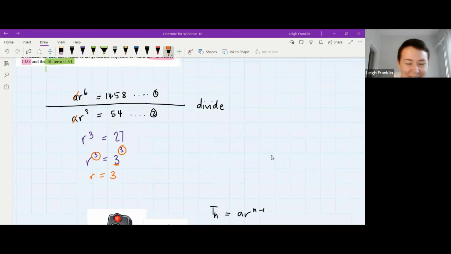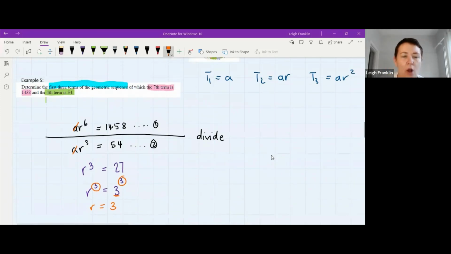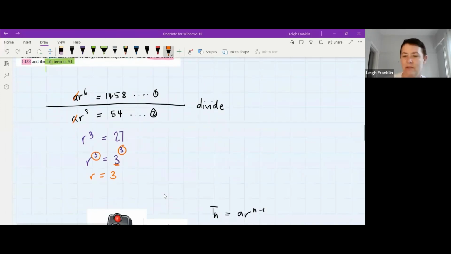Okay, that's fine. All right, so now remember, we've got to go back and answer the question. The first three terms of the geometric sequence, that's what they want. We've worked out what R is. How are we going to work out what A is? How are we going to calculate A, Matrix? Anyone got an idea?